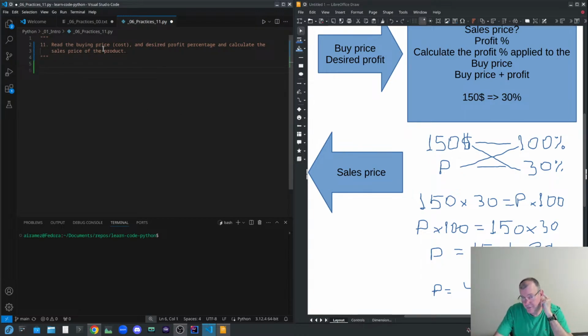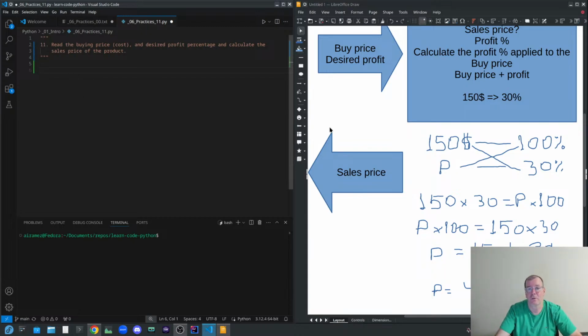So the first thing is we didn't ask if buy price, desired profit, or sale price should be integer or float. Normally, they are all float because prices, as we can see all around, have decimals. Usually when you talk about money, decimals are an important part of the value. But like I said, I already worked in a company where all the amounts of money were integer. So you have to ask.